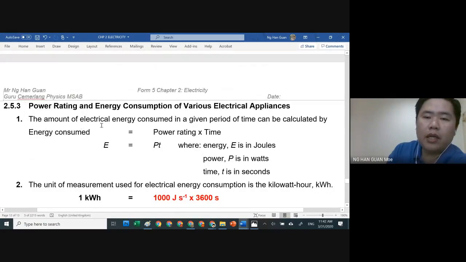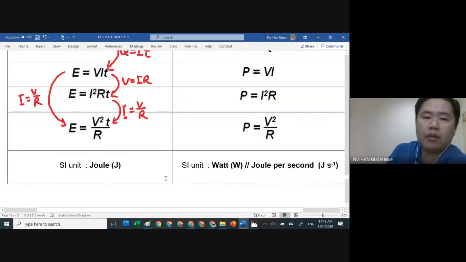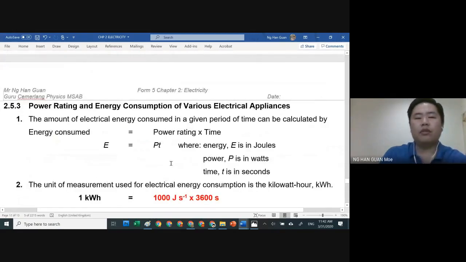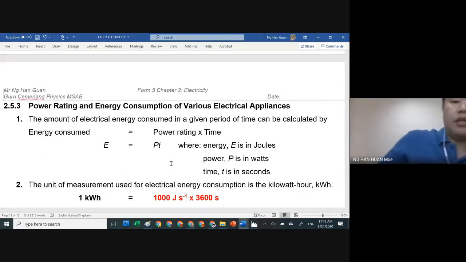Okay, another one here. What else? I continue first, later on I will give you some questions to solve. Power rating and energy consumption in the various electrical appliances, this one is what we're going to discuss.